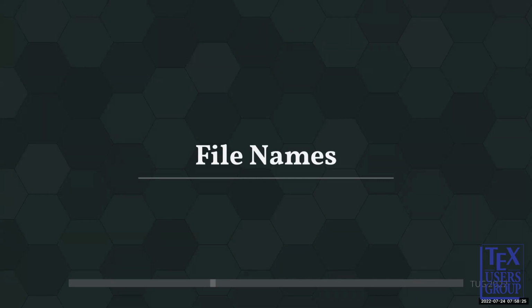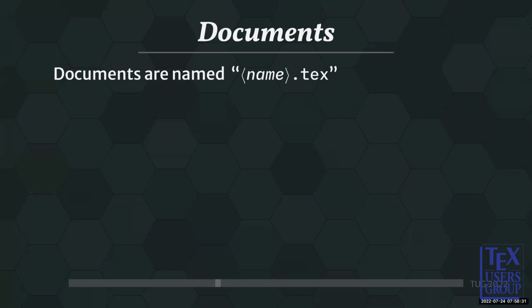All right, so let's move on to the most exciting thing I can think of, file names. Your standard document that you're going to be typesetting is usually just named name.tex. It can have any extension if you want, but .tex is the traditional and most common extension. This is common across all of the macro packages, all of the formats, all of the engines. And of course, that's not very interesting.